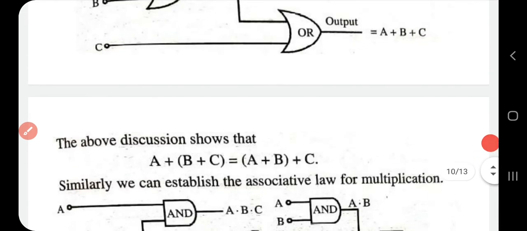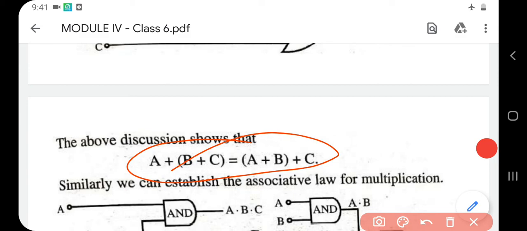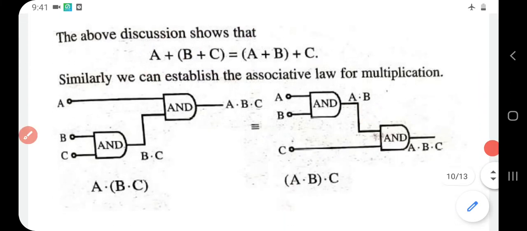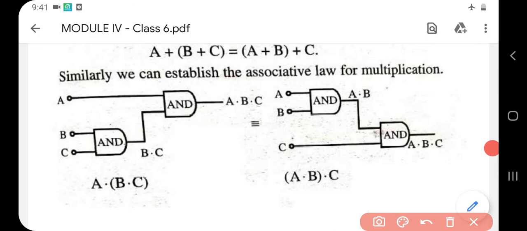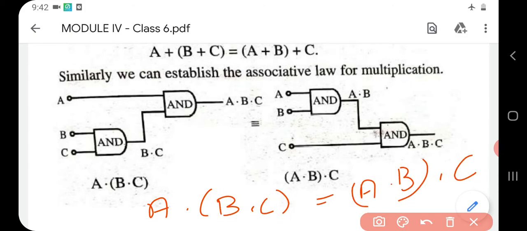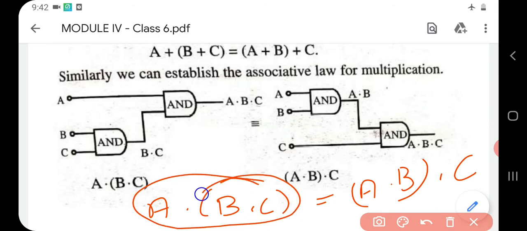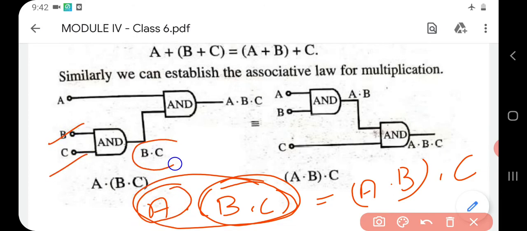On combining, we can write this one. Okay, associative law of addition. Similar is the case for multiplication also, but instead of OR gate we use AND gate. See, A dot B dot C equal to A dot B dot C. So first this one, B and C has to be multiplied. Again that has to be multiplied with A. So first B and C, and the output is B dot C. This is one of the inputs of the other AND gate, and the other one is A. So A dot B dot C.